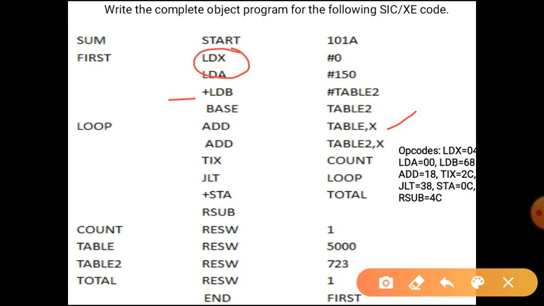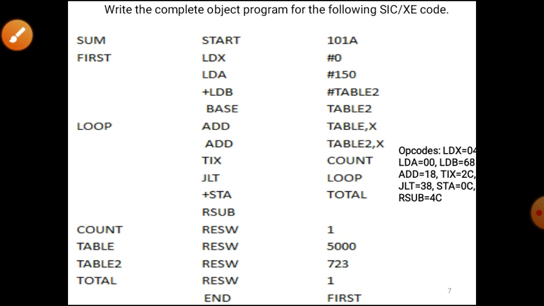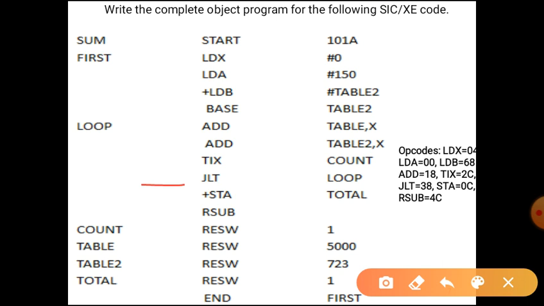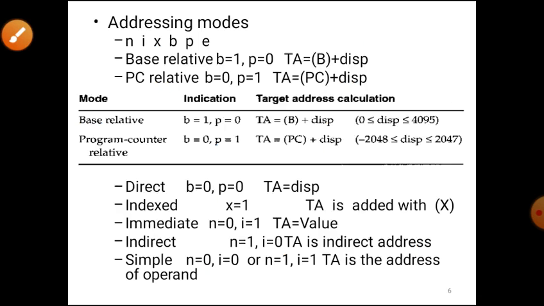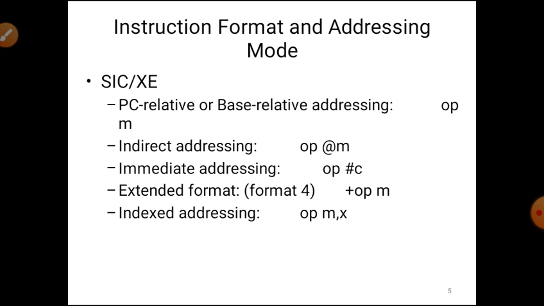Then we also have one more, that is TABLE,X. Suppose in the operand we have this comma X, it means that this instruction has to be assembled based on indexed addressing mode. Then if we don't have any symbols, comma, @ symbol, all those, for example in this JLT, we don't have any symbol, then this instruction will be assembled in format 3 based on either PC relative or base relative addressing mode. So these are the different meanings of the symbols used in a SICXE program.